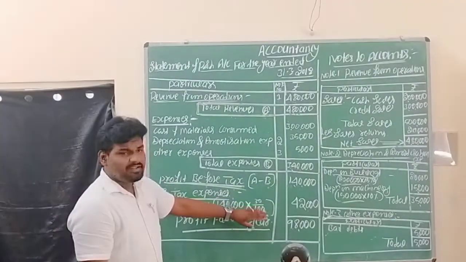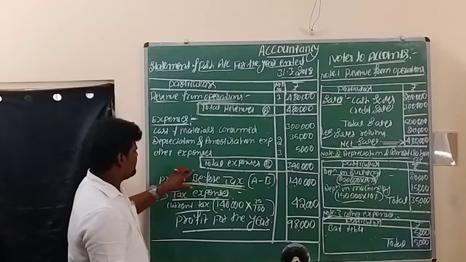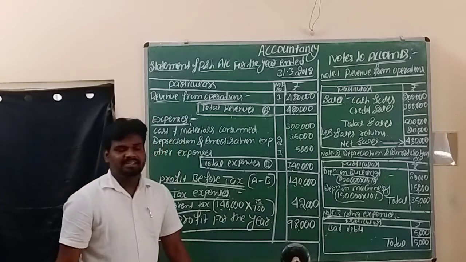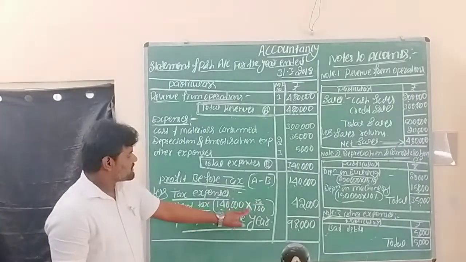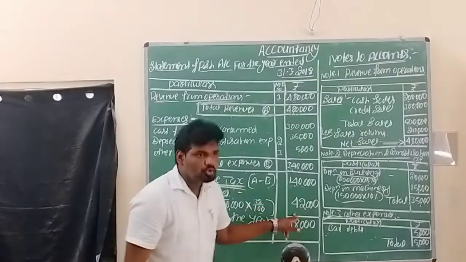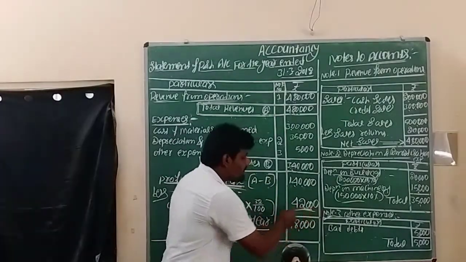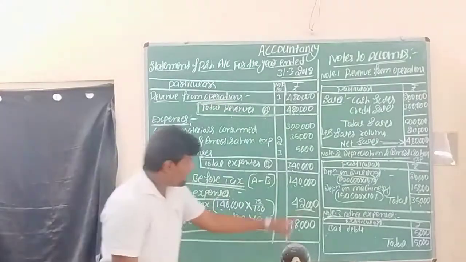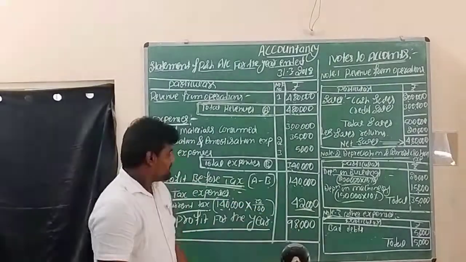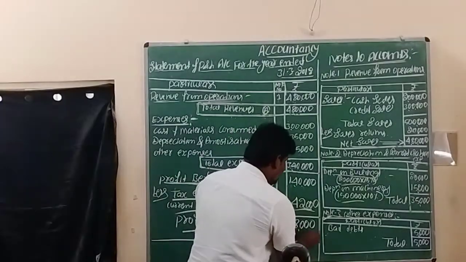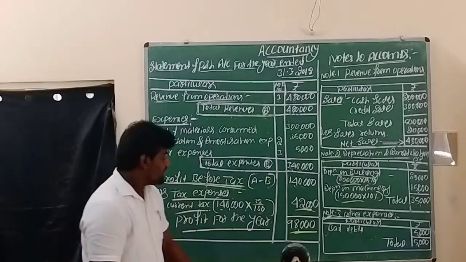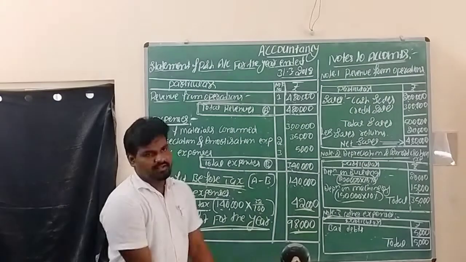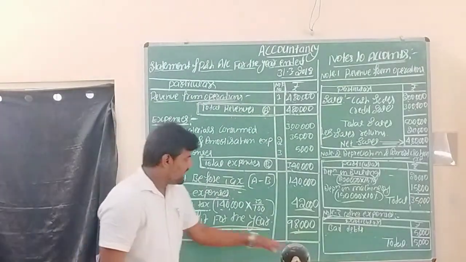The tax we can usually calculate out of the profit before tax value only. 1,40,000 into 30%. This is the total current year tax. 1,40,000 into 30 divided by 100 means we will get 42,000 rupees. This is the total current year tax in the business organization. 1,40,000 minus 42,000, the difference, I mean the remaining balance, is 98,000. These 98,000 we can treat as the total profit for the year. Total profit for the year 98,000.